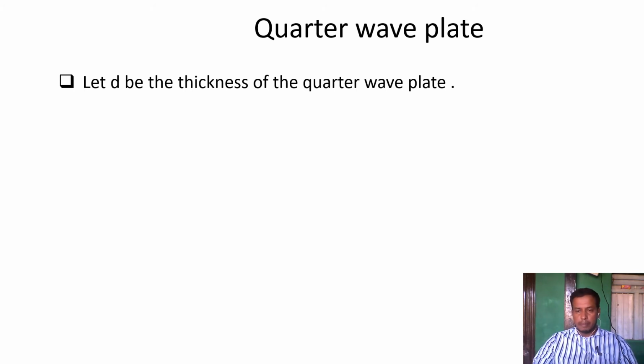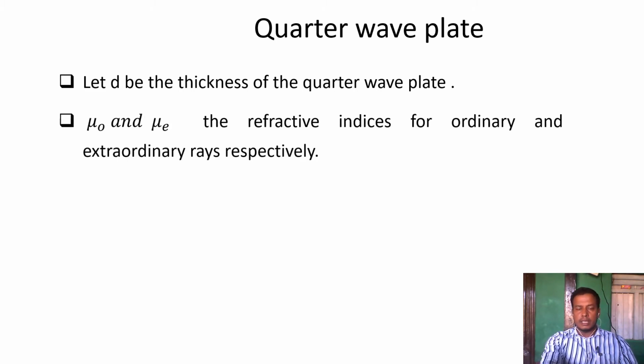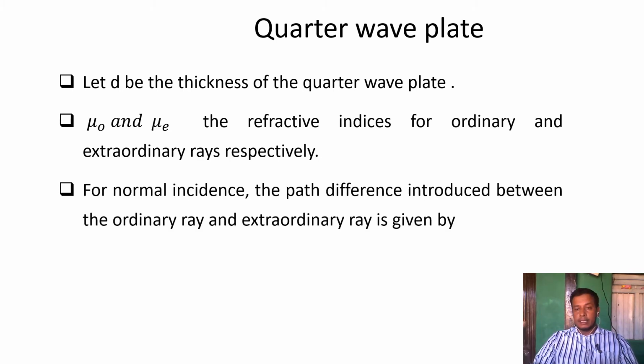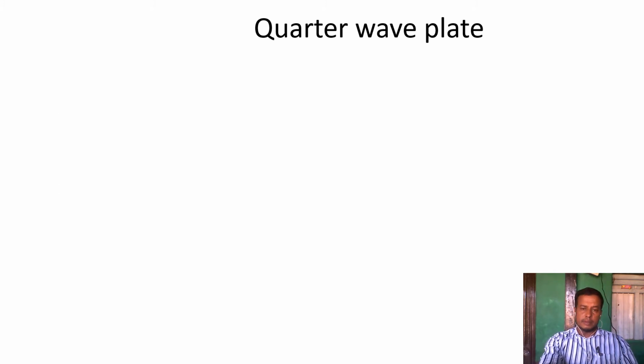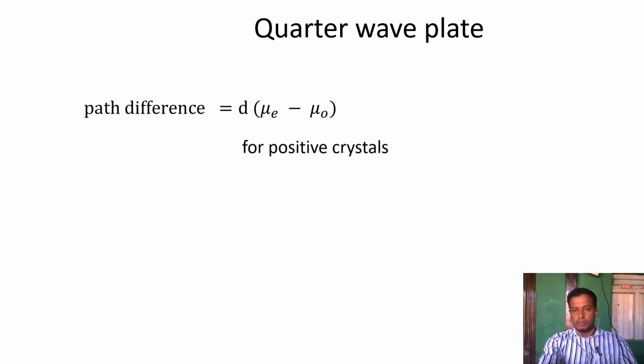Let d be the thickness of the quarter wave plate, and let mu o and mu e be the refractive indices for the ordinary ray and extraordinary ray. Then for normal incidence, the path difference introduced between the ordinary ray and extraordinary ray is given by d into (mu o minus mu e) for negative crystals. For positive crystals, mu o and mu e are interchanged, so we can write d into (mu e minus mu o).